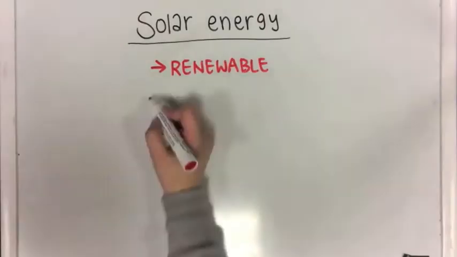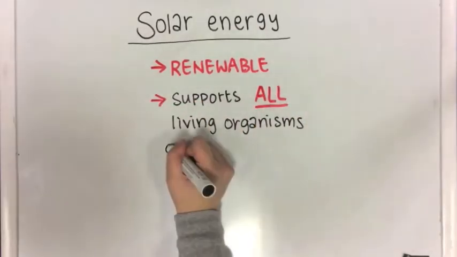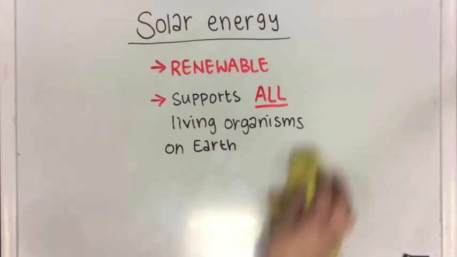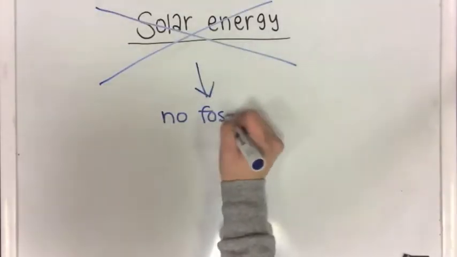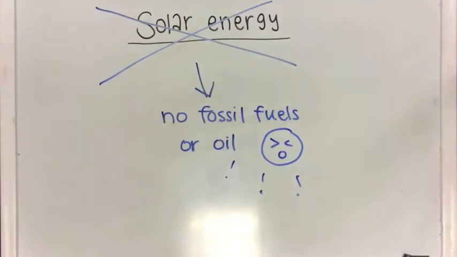Solar energy. What exactly is solar energy? The correct definition would be the radiant energy emitted by the sun. Solar energy is a renewable resource and is a type of energy that supports all living organisms on Earth. Solar energy is based on the sun, and without solar energy there would need to be fossil fuels or oil.